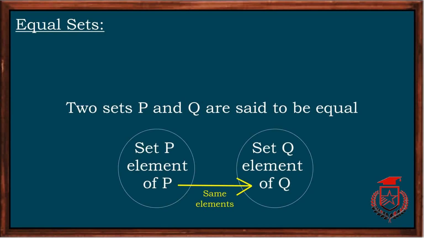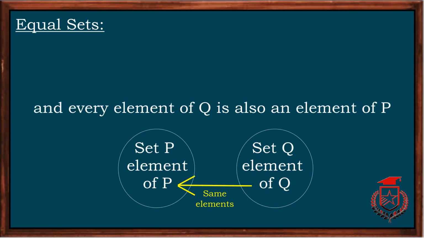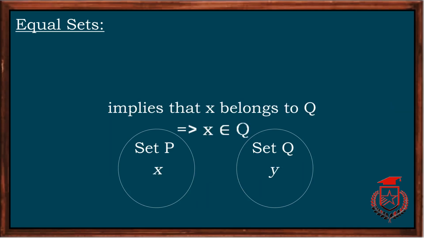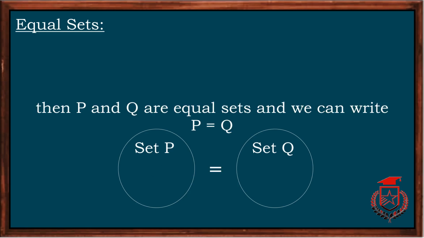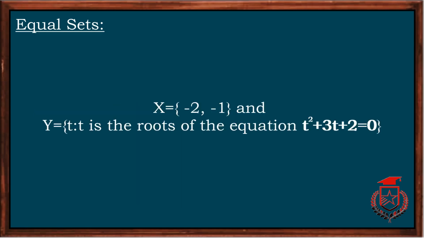Two sets, P and Q, are said to be equal if every element of P is also an element of Q, and every element of Q is also an element of P. In mathematical language, if x belongs to P implies that x belongs to Q, and y belongs to Q implies that y belongs to P, then P and Q are equal sets and we can write P equals Q. For example, the set X equals {-2, -1} and set Y equals the set of t such that t denotes the roots of the equation t squared plus 3t plus 2 is equal to 0.